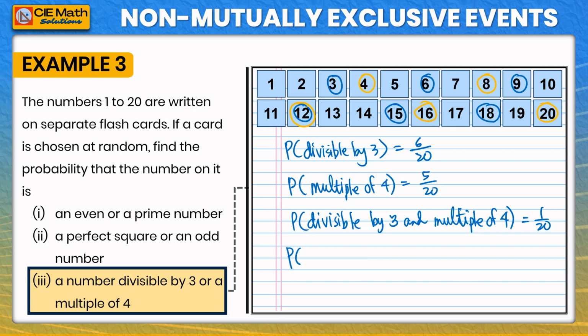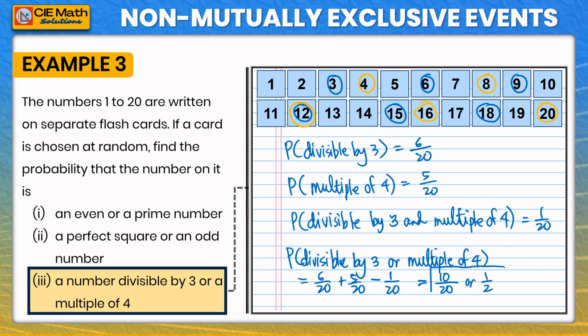So the probability then of a number that is divisible by 3 or a multiple of 4 will then be 6 over 20 plus 5 over 20 minus the common, which is 1 over 20. This will give us 10 out of 20 or 1 over 2. The probability then of a number that is divisible by 3 or a multiple of 4 is 10 over 20 or 1 over 2.